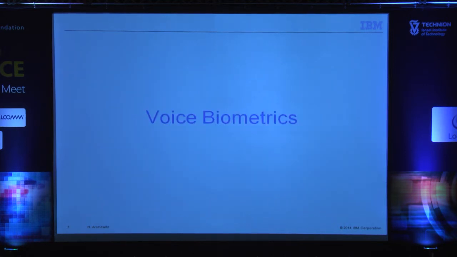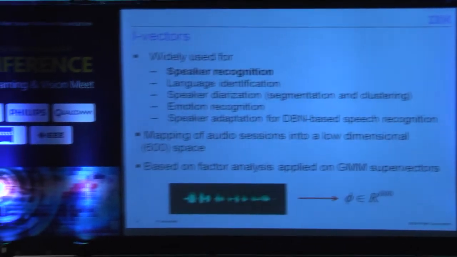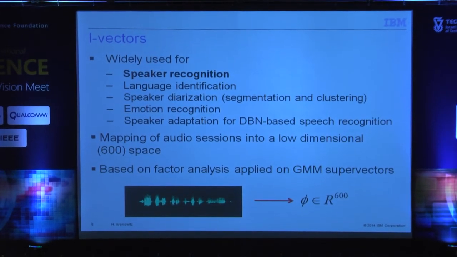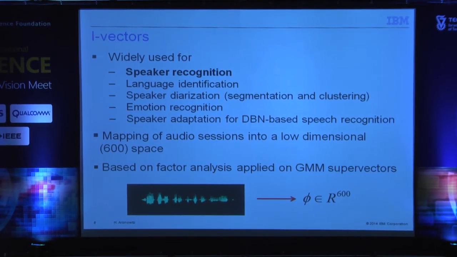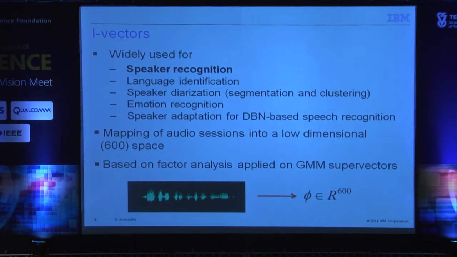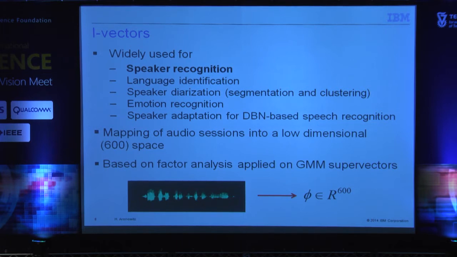Okay, so now I will focus on voice biometrics. I will first give a very short introduction and describe the state of the art in 2 or 3 slides. So basically, the state of the art nowadays in speaker recognition is based on I vectors. I vectors were invented for speaker recognition, but they are actually used for many other speech processing tasks.